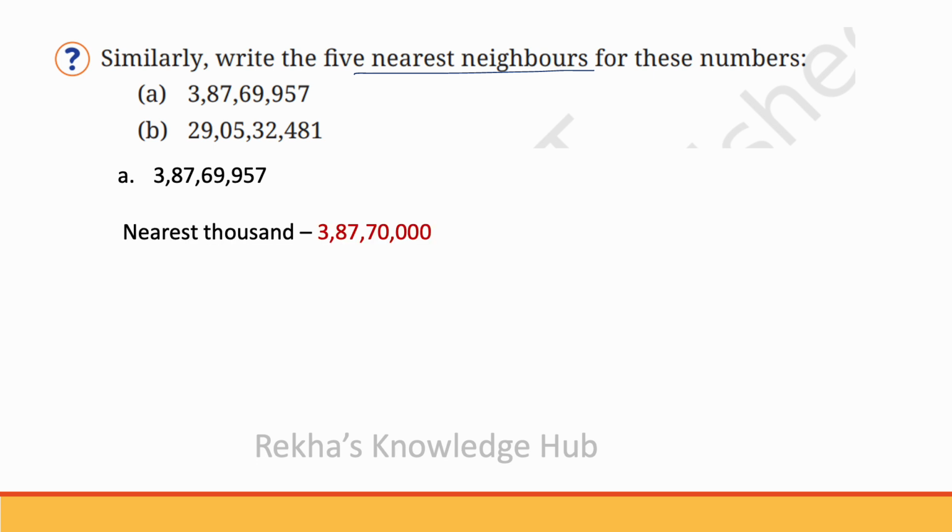Nearest 1000. See, the thousands place digit here is 9. The digit to its right, that is the hundreds place digit, is 9. 9 is greater than 5. So, add 1 to the thousands place digit. So, here 9 plus 1 is 10, 0. Then 6 plus 1 becomes 7. So, 3, comma 87, comma 70. Then the remaining digits become 0.